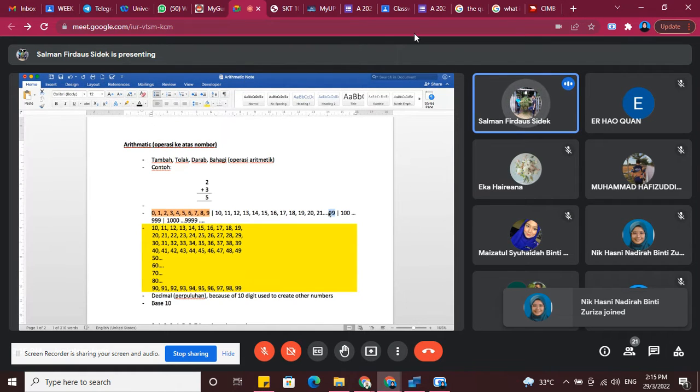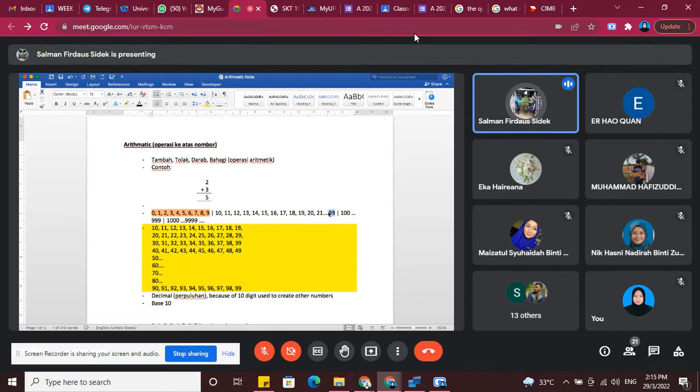So in this class, we only learn about addition and a bit about subtraction. No division, no multiplication. So it's easy, tambah dengan tolak aje. Okay, so we start with tambah because your friend's question just now is about the addition process.